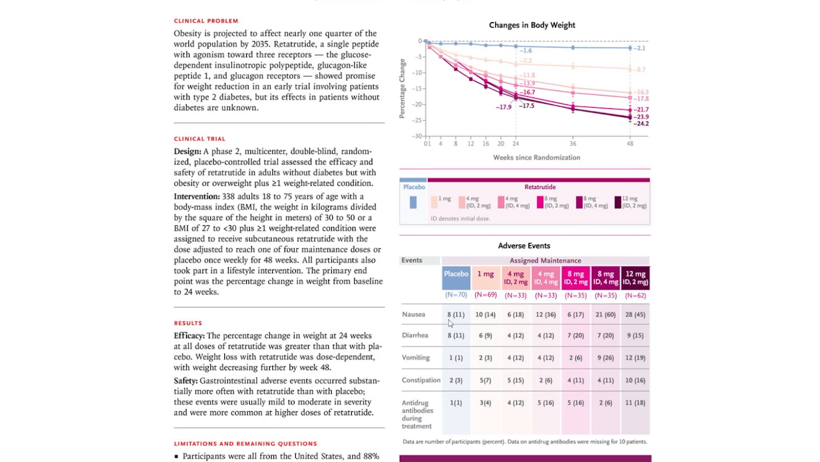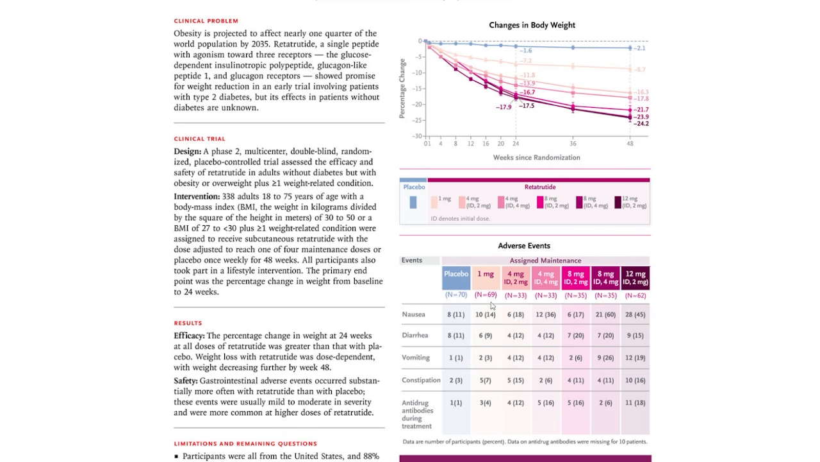And the number here is going to be the number of participants that experience these types of side effects. So 11% of people had nausea. 11% of people had diarrhea. Kind of funny to look at there with a group on a placebo.